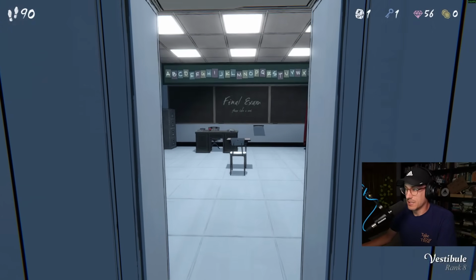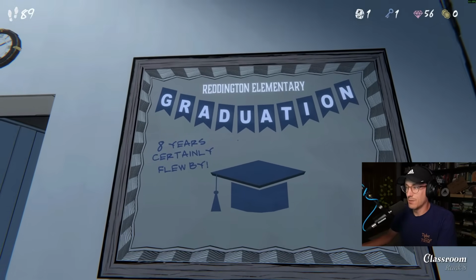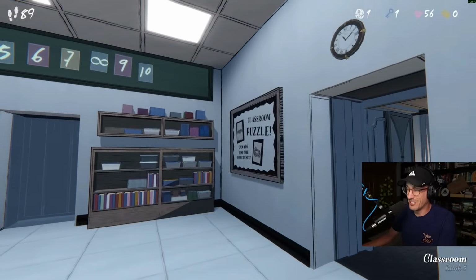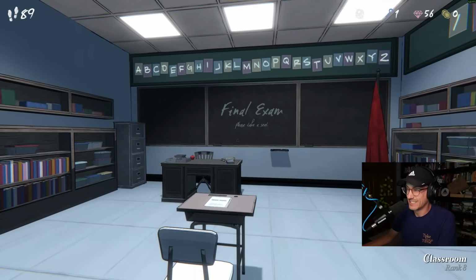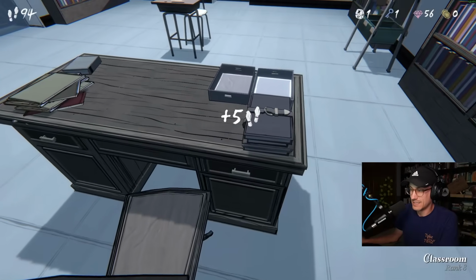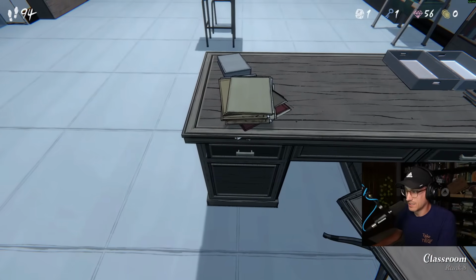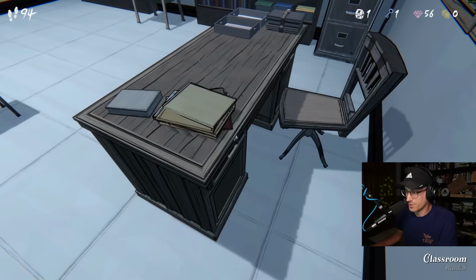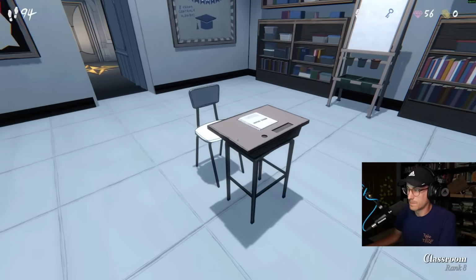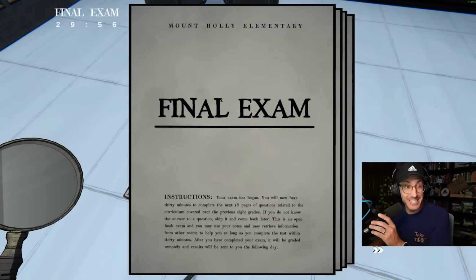I hope it's not timed. That's the biggest thing that I am a little bit nervous about. Reddington Elementary graduation. 8 years certainly flew by. I'm so nervous. Is there anything in here? It's just a single desk, which is really nerve-wracking. There's a folder sticking out of that thing, which is a little funny looking. Oh, there's 30 minutes. Oh, no.